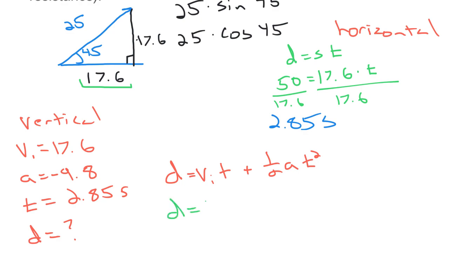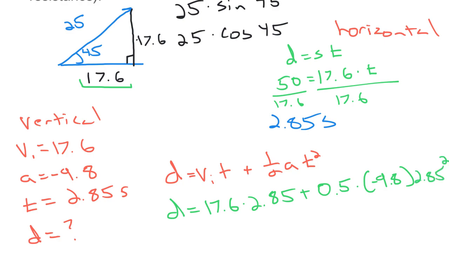Let's plug in everything to that. Distance equals 17.6 times 2.85 plus 1/2 times gravity, which is a negative 9.8 because it's working in the opposite direction of our initial velocity. And then time is 2.85 squared. All right, plugging that whole thing into my calculator.